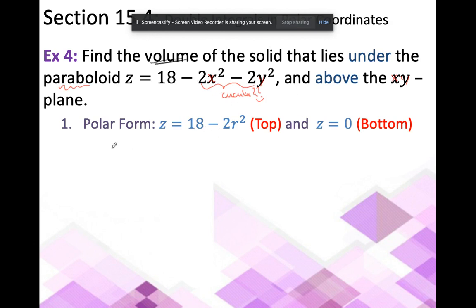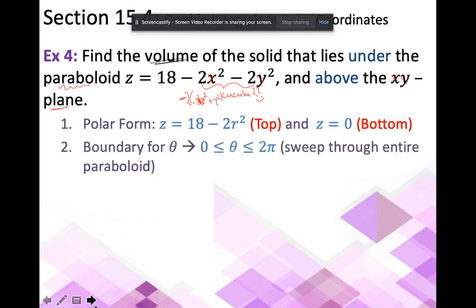So maybe I can integrate this dx or dy or dy dx, but look what's going to happen here. If I put this into polar form, z is equal to minus 2x minus 2, and then x squared plus y squared, right? So 18 minus 2r squared. And then z equals 0 is the xy plane, right? I'm going to go from 0 to 2 pi, which sweeps through the entire paraboloid.